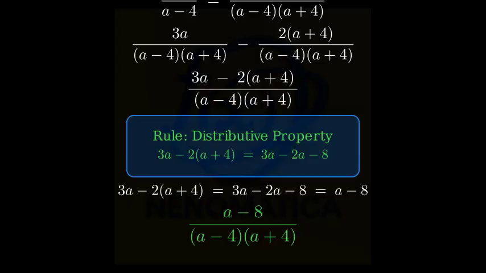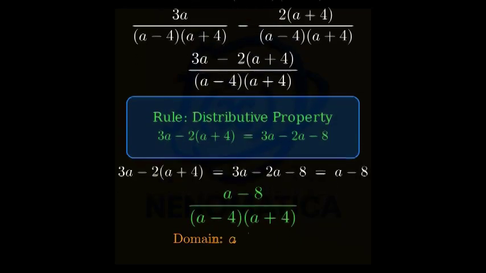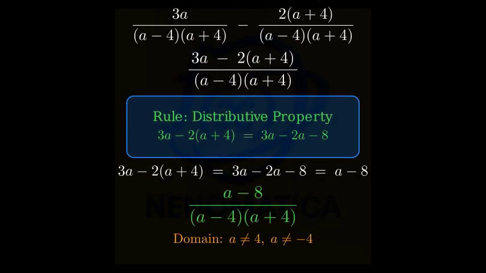A quick note about the domain. Since a minus 4 and a plus 4 are in the denominator, we must have a not equal to 4 and a not equal to negative 4.